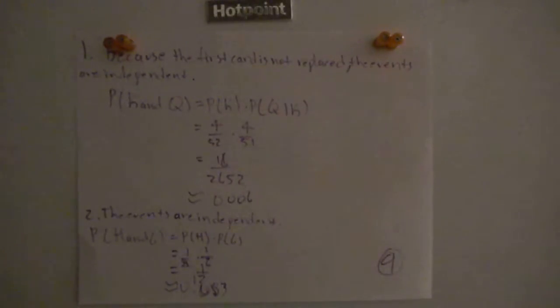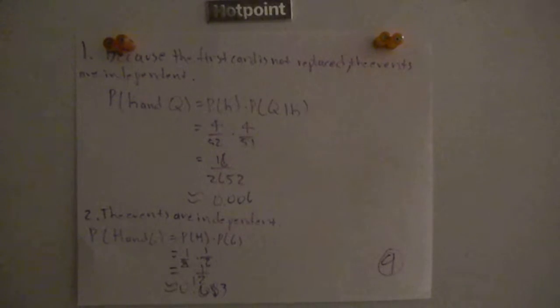Because the first card is not replaced, the events are dependent, so the probability of K and Q, king and queen, equals the probability of K times the probability of Q given K, which equals 4 out of 52 times 4 out of 51, which is 16 over 2,652, which is roughly 0.006. For number 2, the events are independent.